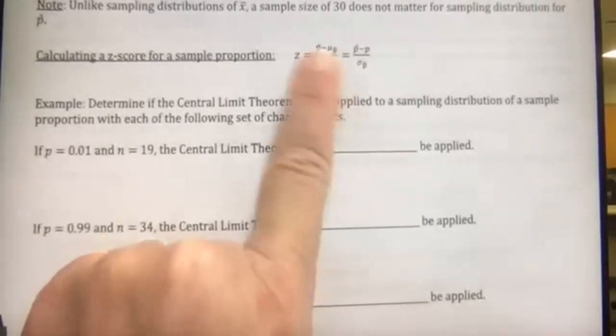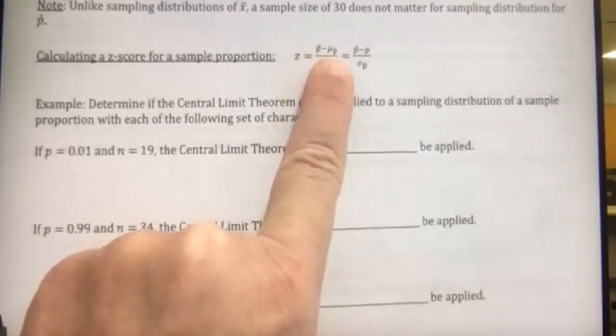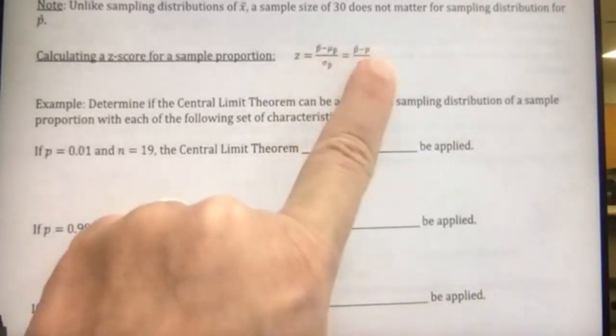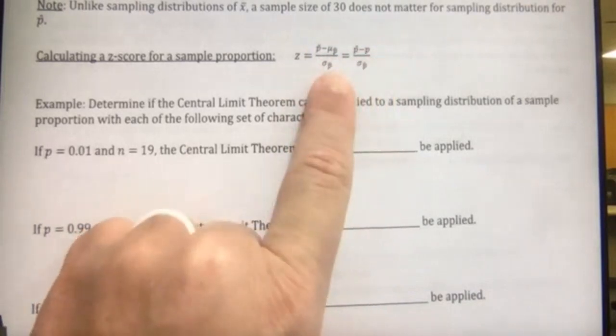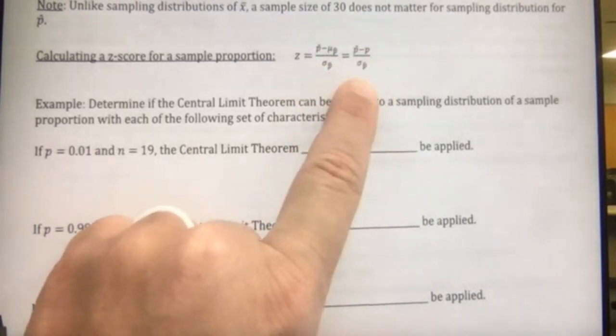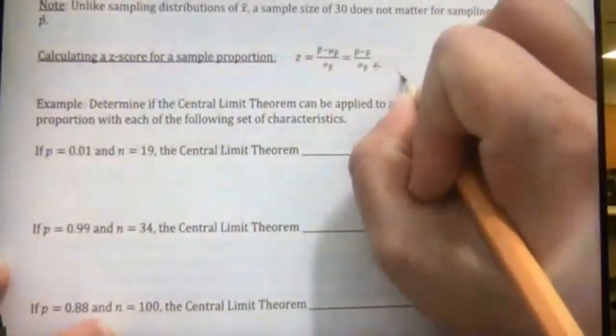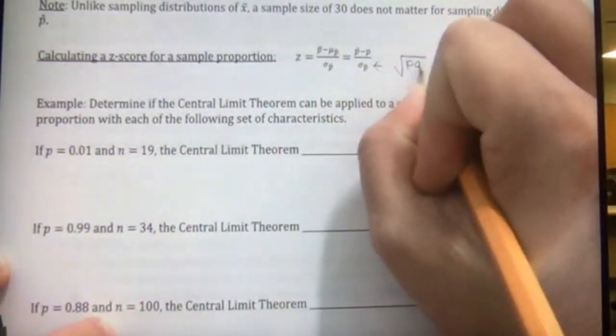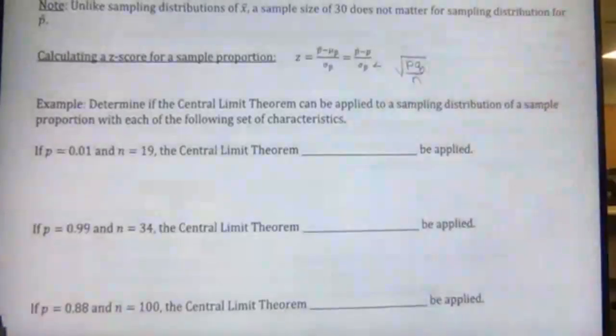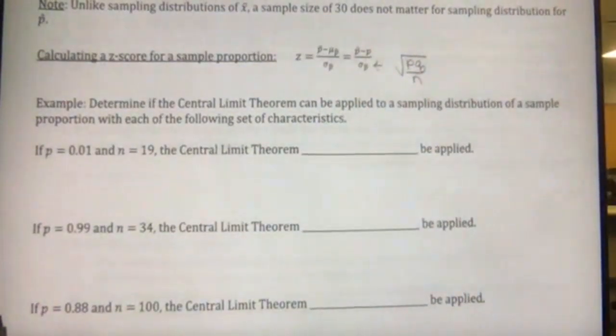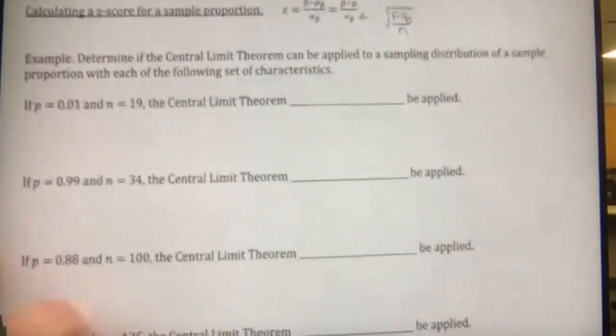All right, so same thing like we talked about, calculating the z-score. We have our p hat minus our mean of our proportion, which we know is the same thing as p, all over our sampling standard deviation, sigma sub p hat, which we said was the formula of square root of p times q over n. Just like we talked about before, nothing new.